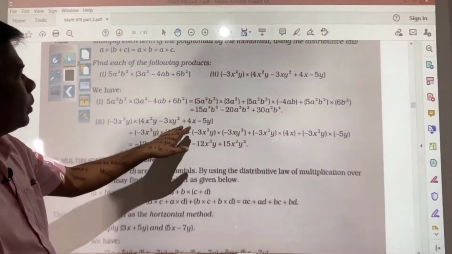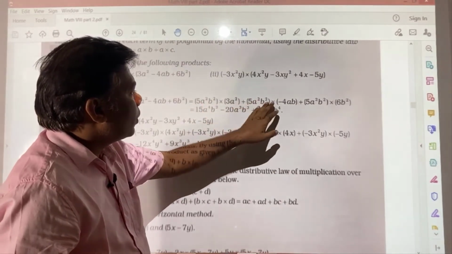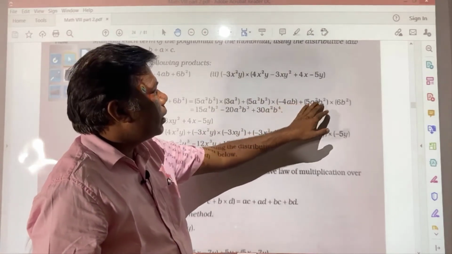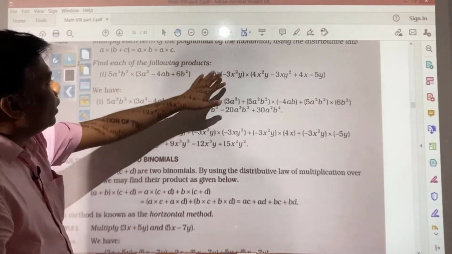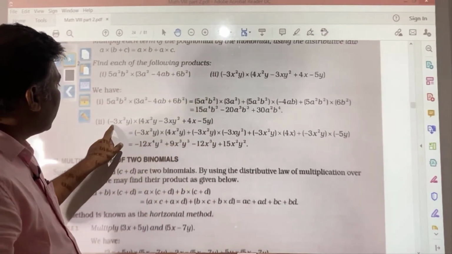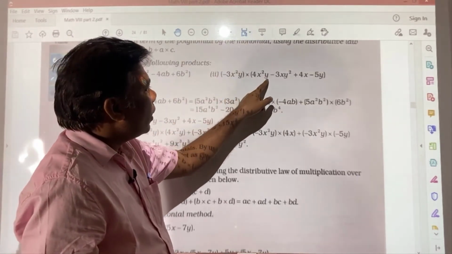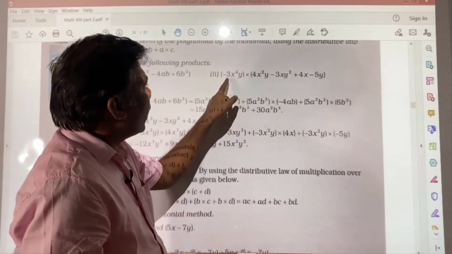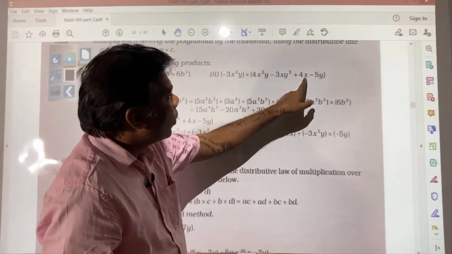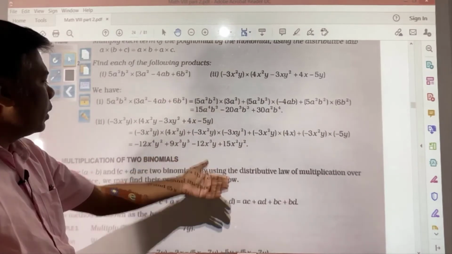Here you see how it has been done. 5a square b square into 3a square plus 5a square b square into minus 4ab plus 5a square b square into 6b square, and finally you have got this one. In the same way, this also has been done. Just you minus 3x square y into 4x square y minus 3x square y into minus 3xy square minus 3x square y into 4x and minus 3x square y into minus 5y, and then you will get the result.